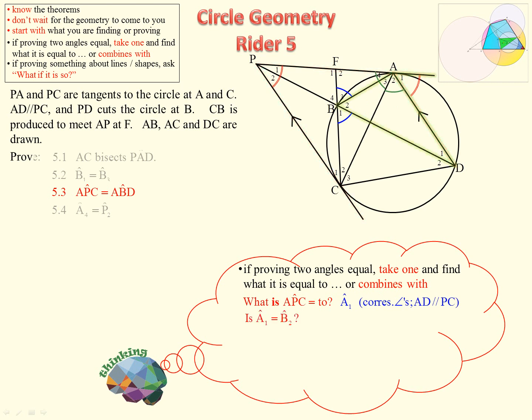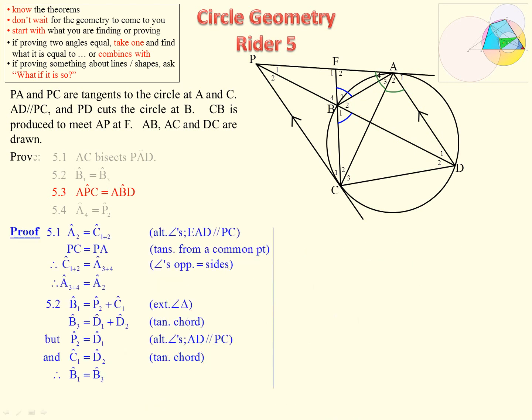Now, what is A1 equal to? So we've got P1 and 2 equal to A1. Now we say, is A1 equal to B2? Because I'm trying to prove P equal to B2. I've got that P equal to A1. Is A1 equal to B2? And there's a big hint in green. Yes, tan chord. So therefore we have those angles equal.